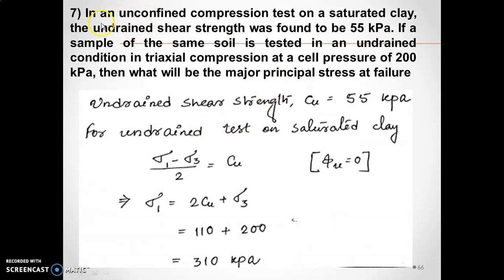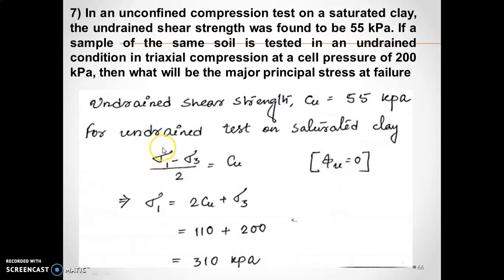Okay, here it is given unconfined compression test on a saturated clay. The shear strength is equal to 55. That is nothing but Cu, undrained shear strength, that is unconfined compression test. So that is Cu, that is equal to 55 kPa. And for undrained test on saturated clay, phi is equal to 0. This is fully clay, only C value will be there, friction is not there. So that is why phi u is equal to 0.